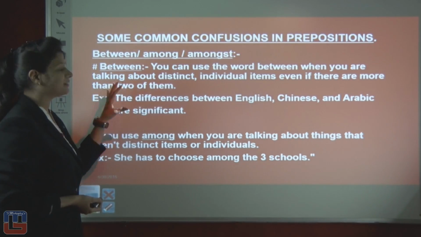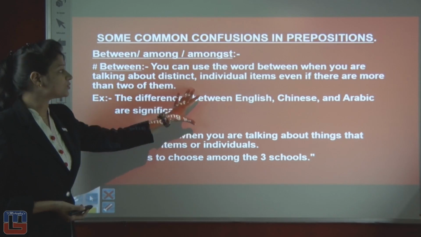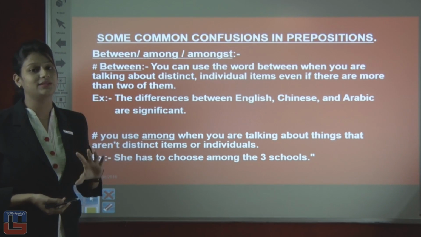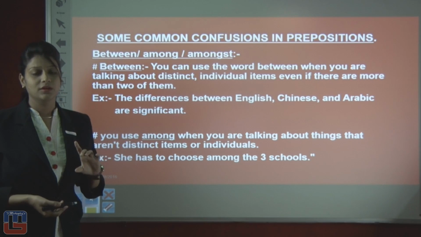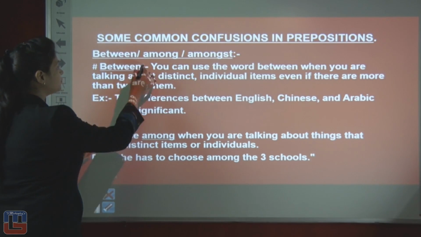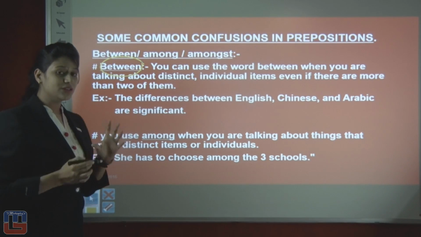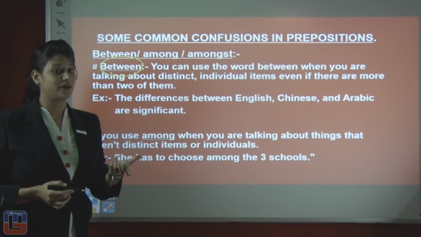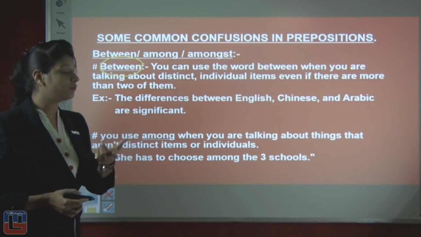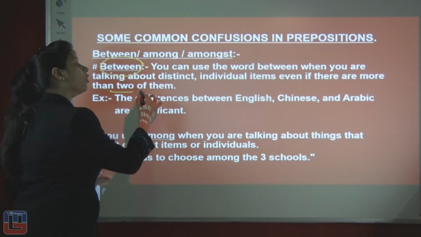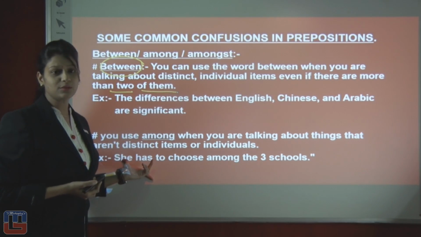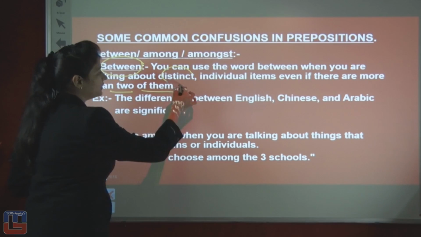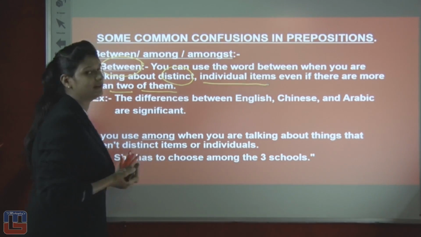If you see over here, as I've written, you can use the word between when you are talking about distinct individual items irrespective of their number. You must have been knowing that between is used to distinguish two things, any two things. We are very well acquainted with this fact. But what you don't know is that it can be used for two or more than two. The thing that you have to keep in mind is they should be distinct and individual items.